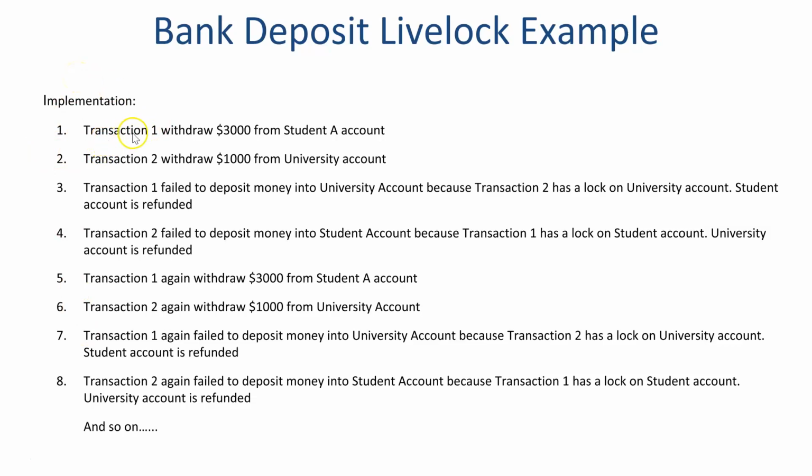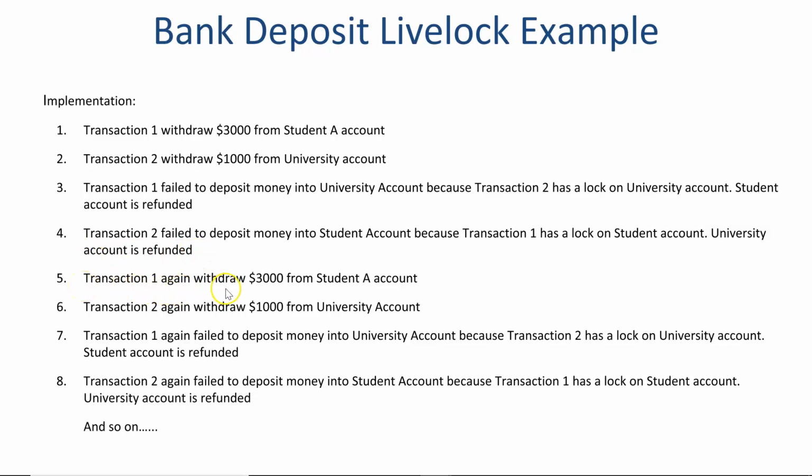So in this case, transaction 1 withdraws 3,000 from student A account. Transaction 2 withdraws 1,000 from university account. Transaction 1 failed to deposit money into university account because transaction 2 has a lock on university account. Student account is refunded. So when we look at the deadlock example, we saw that there was no refunding happening. In that case, thread was constantly in a deadlock situation. But in this case, threads are trying to revert back the transaction and refunding the money back to the student account. Transaction 2 failed to deposit money into a student account because transaction 1 has a lock on a student account. University account is refunded.